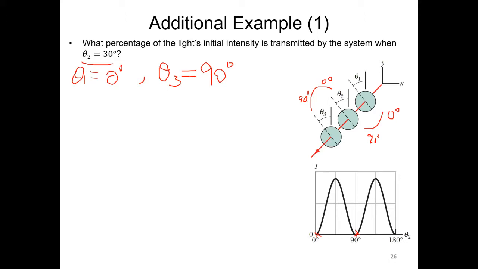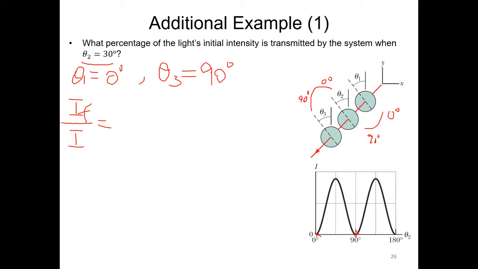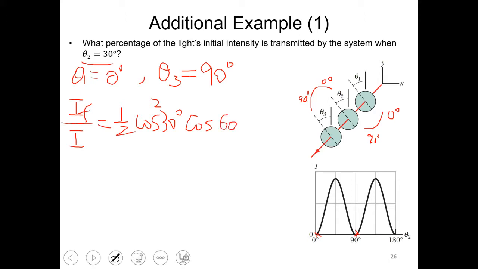So we need the final intensity divided by the original intensity. Because originally it is unpolarized, after passing through the first one it is 1/2. Passing through the second one at 30 degrees, we multiply by cosine 30 degrees squared. And after passing through the third one, this is 30 and this is 90, so we multiply by cosine 60 degrees squared. The answer is actually the same as the last sample problem, 0.094, or we can write it as 9.4%.